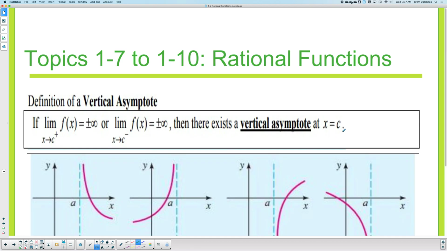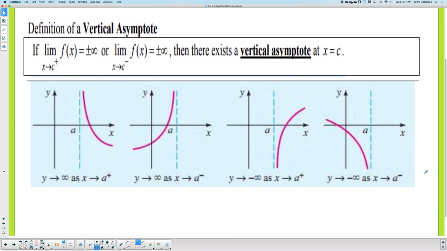Okay. So a vertical asymptote, I have a picture of it here. Vertical just means it's going up and down. It's when the graph is beginning to flatten out and approach an x value. So it starts to flatten out vertically. This shows arrows saying the y is going to positive infinity as x is going to this value a. That plus means from the right side.